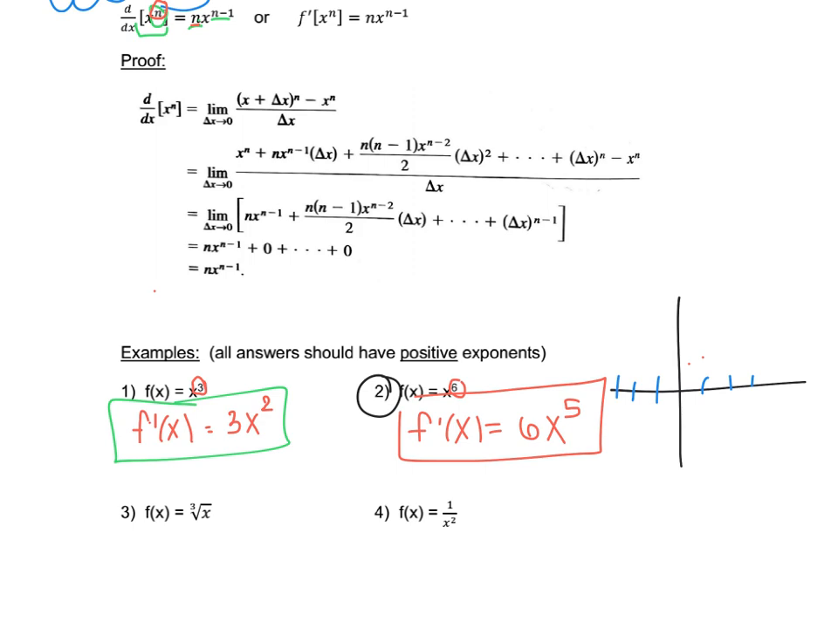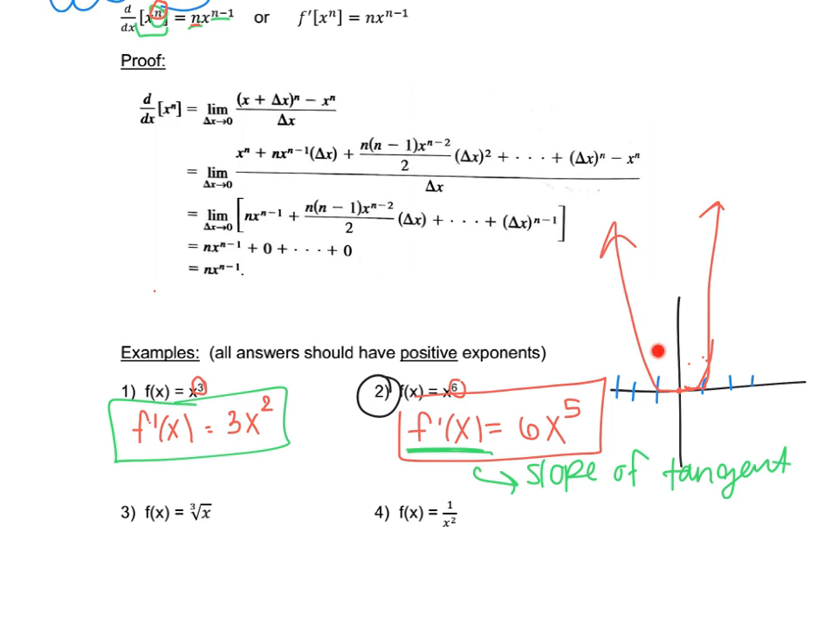This graph goes through 0, 0, and then it goes through 1, 1, but it's very flat until then. Okay, so this is a very rough sketch of x to the 6th. What we just found, the derivative, remember, is the slope of the tangent line. Slope of tangent, which will tell us the slope at any point on this curve, x to the 6th.